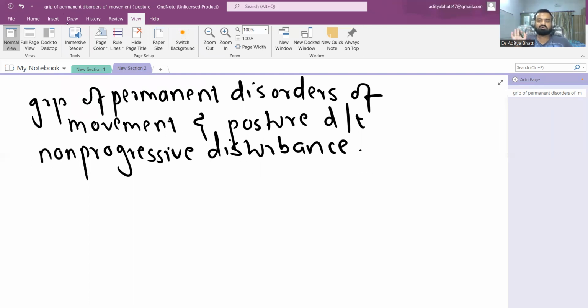Now, these motor disturbances are associated with disturbed sensation, disturbed perception, abnormal cognition, abnormal communication and abnormal behavior. So all this is present. We'll go into the etiology.